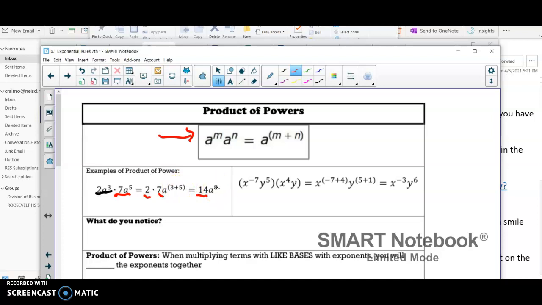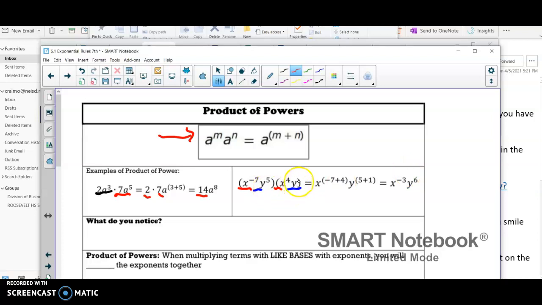In the next example, we have two different bases. We have an X and we have a Y. The same bases must go together. So the X will get the -7 and the 4. And as you see right here, I have -7 plus 4, which will give me -3. And then on the Y's, I got 5.